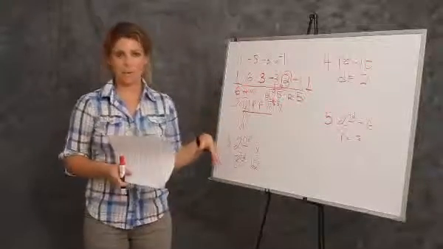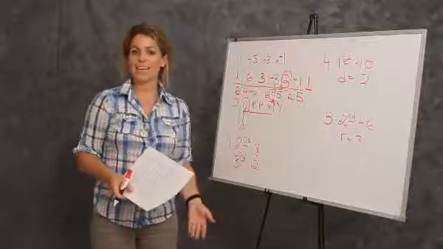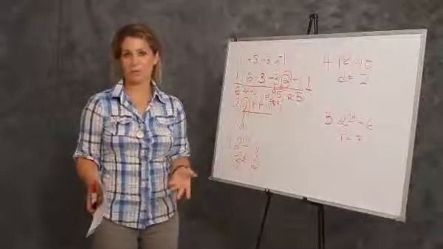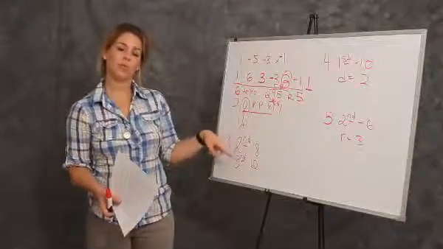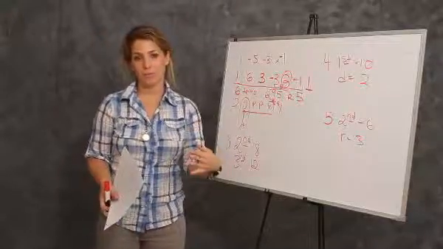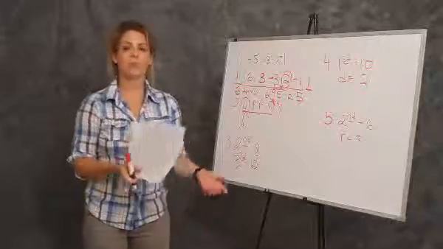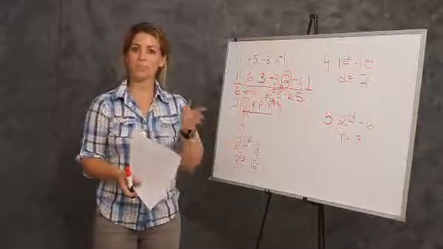Now this is the arithmetic, and we know that arithmetic is adding, subtracting, multiplying, dividing. So arithmetic just means that every term in the sequence has a common difference. So we're either going to add or subtract the same number between each term.